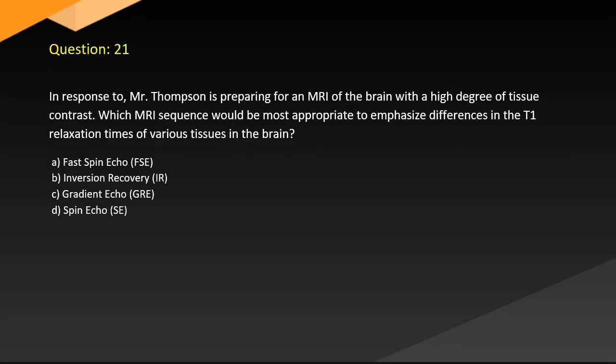Question 21. Mr. Thompson is preparing for an MRI of the brain with a high degree of tissue contrast. Which MRI sequence would be most appropriate to emphasize differences in the relaxation times of various tissues in the brain? A. Fast spin echo, FSE. B. Inversion recovery. C. Gradient echo, GRE. D. Spin echo, SE.